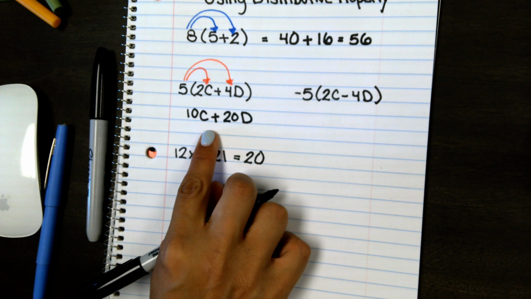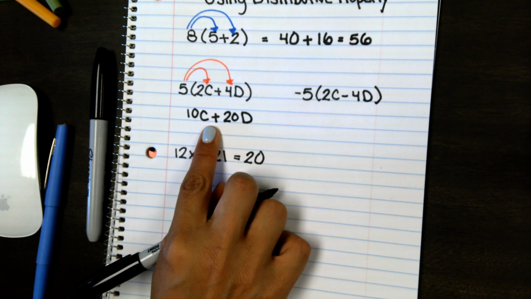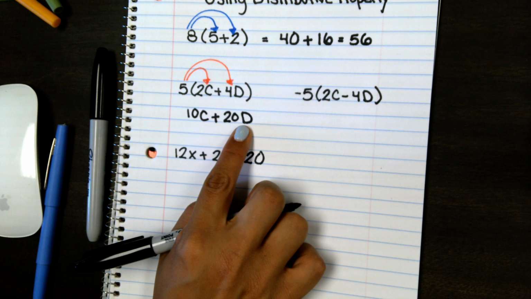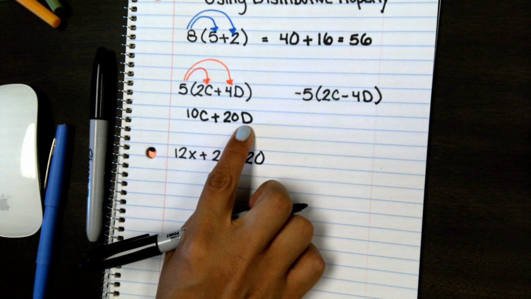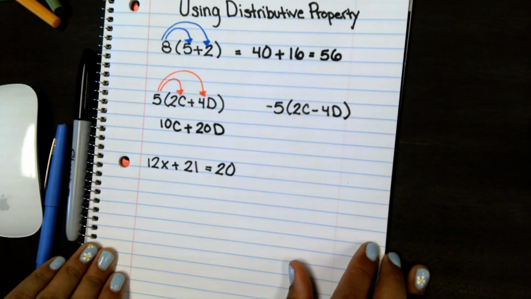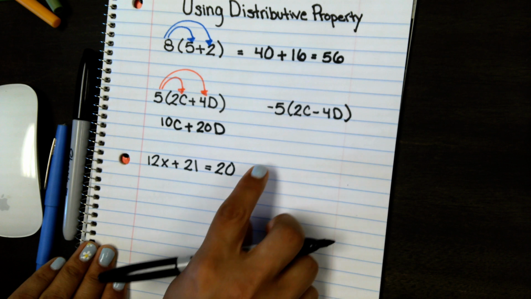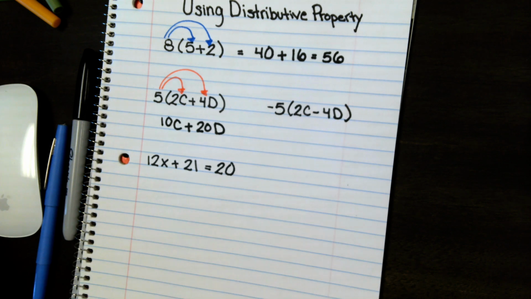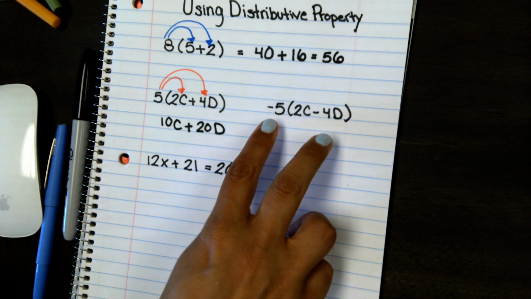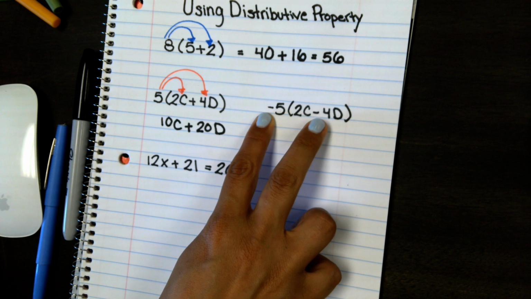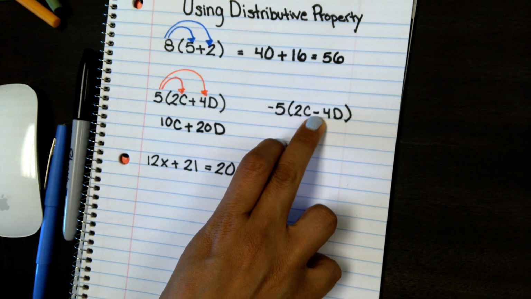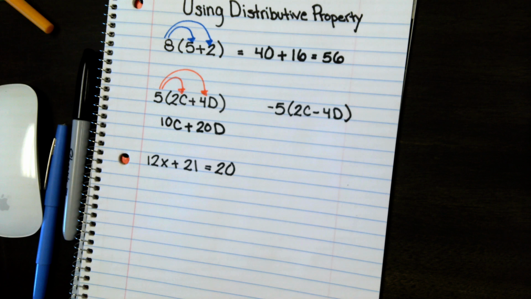And can I go any further here? No, because I cannot combine these. These are not like terms. Let's go to this one right next to it. You might be thinking, oh, that looks exactly the same. Not quite. You'll notice there's a negative here and a subtraction sign here. And that makes a huge difference.